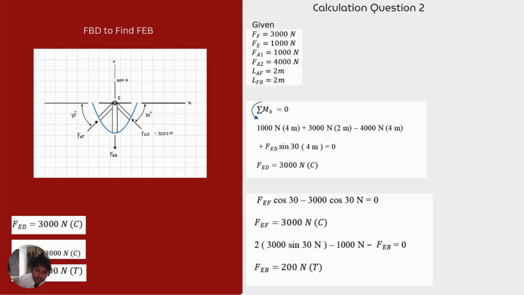Next, we can use the FEB. We can find the FEB, so we get the EF. So we can get the 200 Newton in tension, so it will be negative.